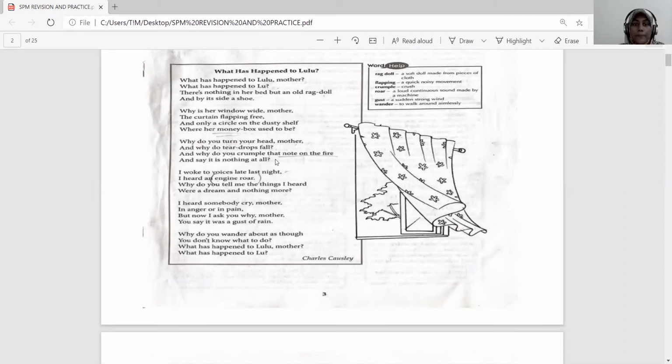"And why do you crumple that note on the fire and say it is nothing at all?" Okay, so probably the mother realized the child has run away, and she starts crying.